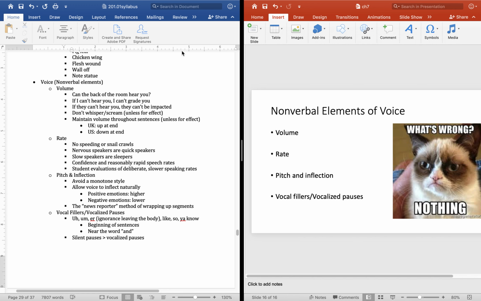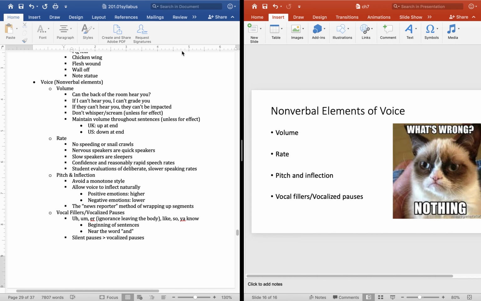But with that, don't crawl, don't run. Just try to find that middle ground. Confidence is seen when you're reasonably rapid, which is just between average and fast. But when students evaluate professors, they say that deliberate, slower speaking rates are what they connect with the best. So find yourself somewhere in that big middle. Just don't go extreme.